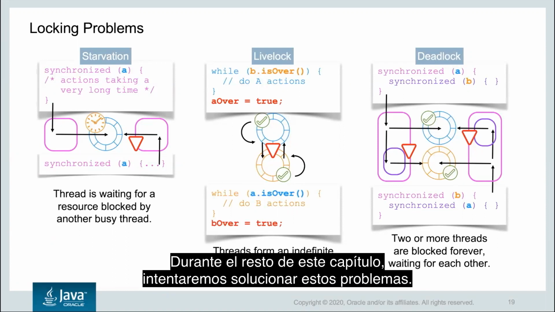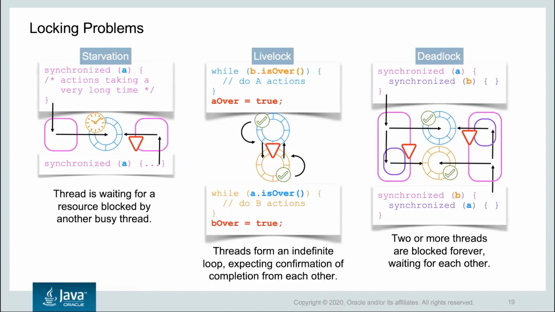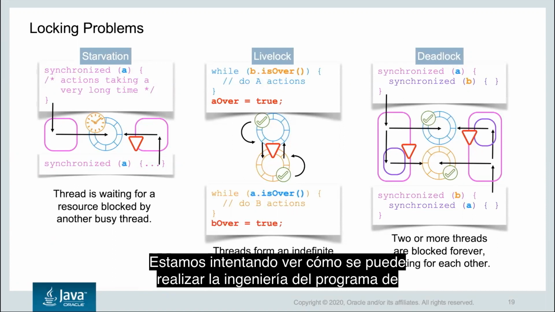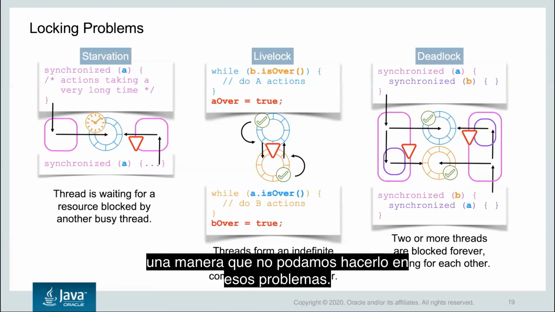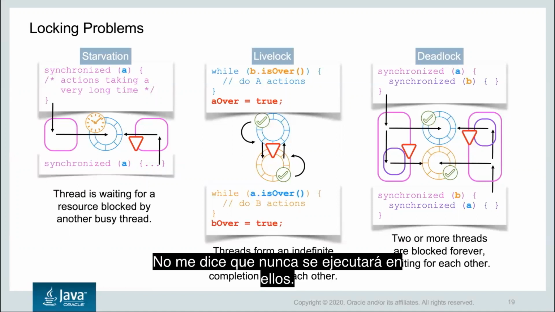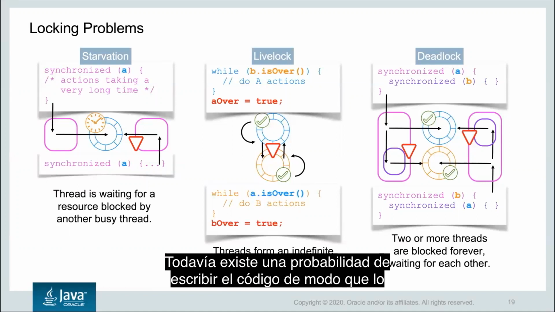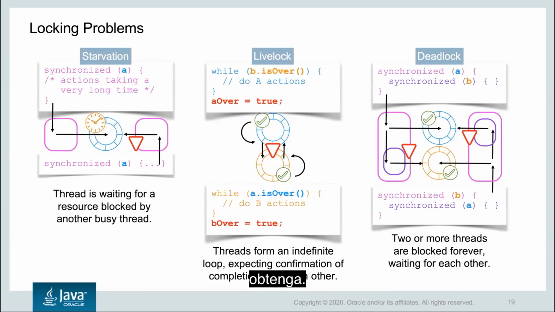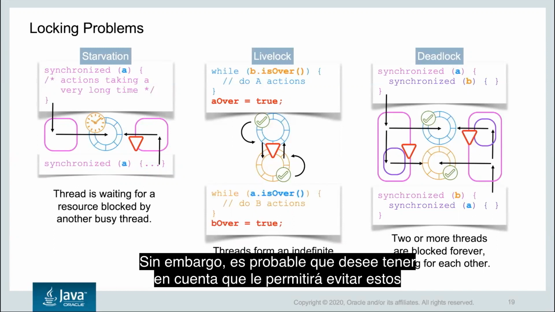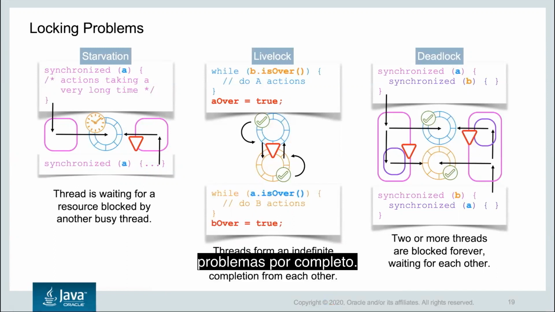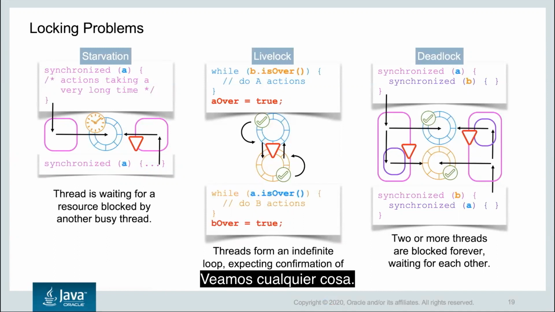Throughout the remaining part of this chapter, we'll actually try to address these problems. We'll try to see how we can engineer the program in a way that will allow us not to run into these issues. I'm not saying you will never run into them, that there is still a probability that you write the code in a way that gets you there. But there are certain things you probably want to consider that will allow you to avoid these problems altogether. Anyway, well, let's take a look.